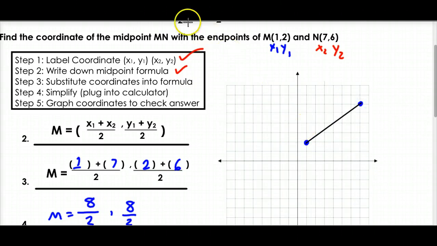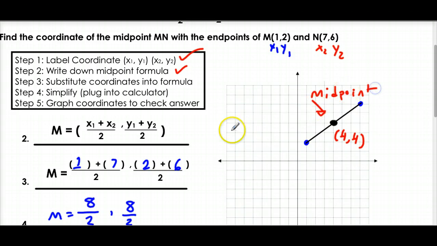Good. Now our midpoint is 4, 4. So let's see if it actually looks like it's really the midpoint. So it's 1, 2, 3, 4. 1, 2, 3, 4. Right over here. And does that look like it's right in the middle? Sure is. So our midpoint, 4, 4, is the midpoint. We did it!